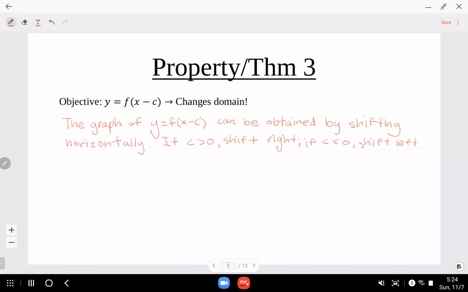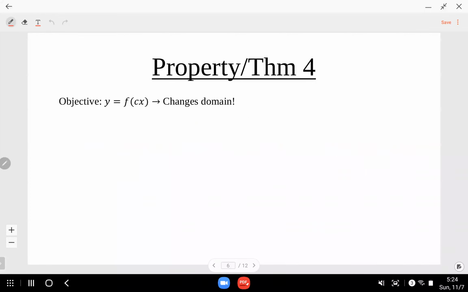All right, so next theorem, and this also changes the domain. This is theorem 4, and we're going to find y equals f of cx. This time we're not stretching or shifting vertically anymore. We're going to stretch and compress horizontally. Recall, we had y equals c f of x, which is stretching or compressing vertically. This is stretching or compressing horizontally.